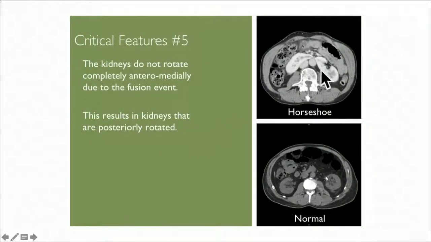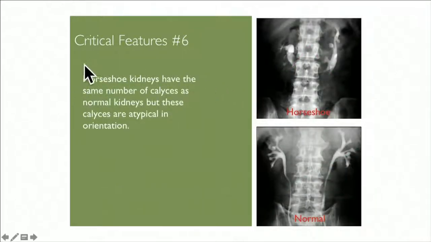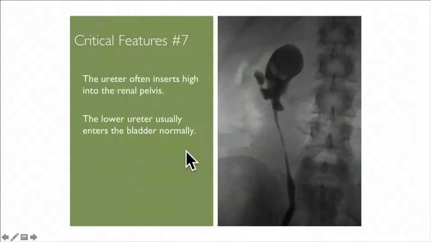Fifth feature is that we have to remember that these kidneys do not rotate completely anteromedially like they would in a normal kidney, and this results in a different access. So again, normal kidneys and horseshoe kidneys have a different access, and that plays some role in percutaneous access. Horseshoe kidneys have the same number of calyces as normal kidneys, but they are generally atypical in orientation. So this is a horseshoe kidney, looks very strange. It has the same number of calyces, but just oriented differently. And then finally, there's maybe a high insertion of the ureter into the renal pelvis, although the lower ureter usually enters the bladder normally.